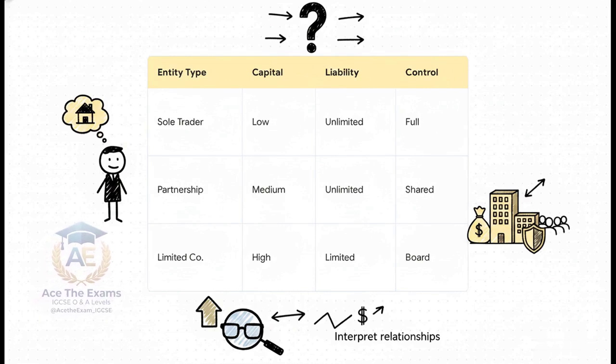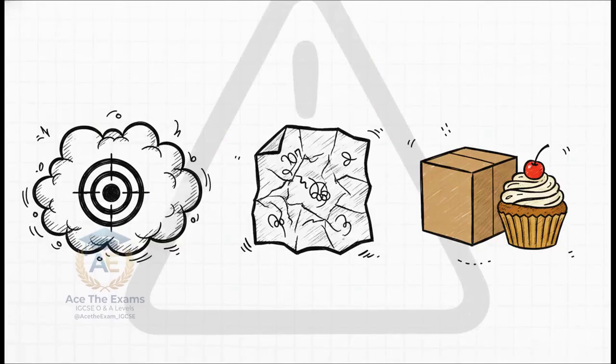Do you see the difference? Interpret the data. Create a narrative. Do not just state it. Now let's play Spot the Flaw. Based directly on examiner reports, I'm going to reveal the top 3 warnings, the exact traps set by examiners that catch thousands of students every year.